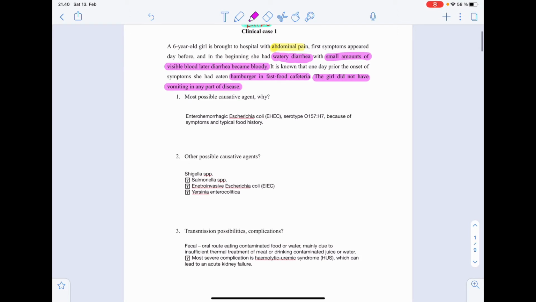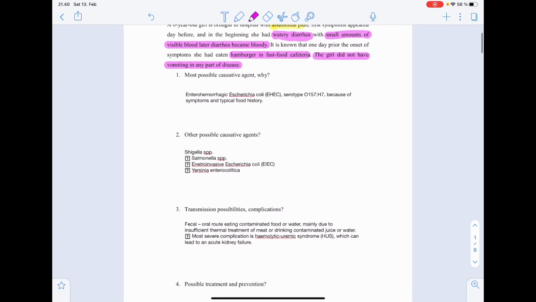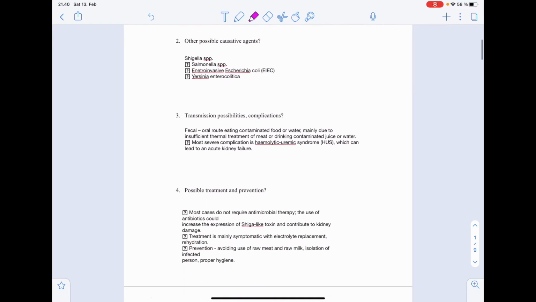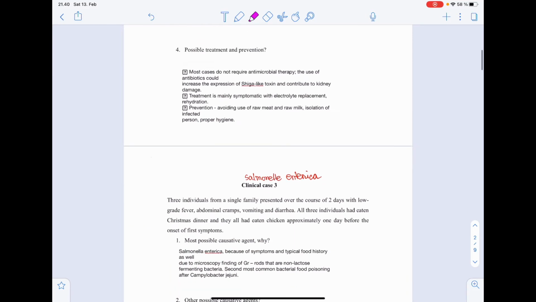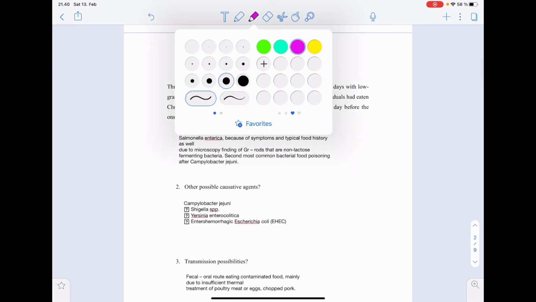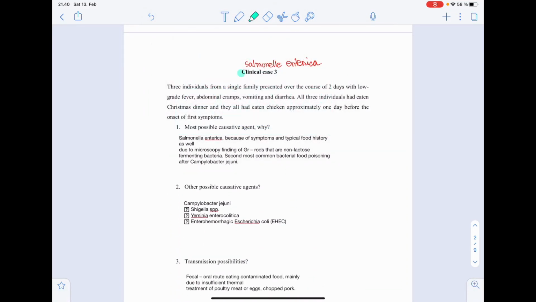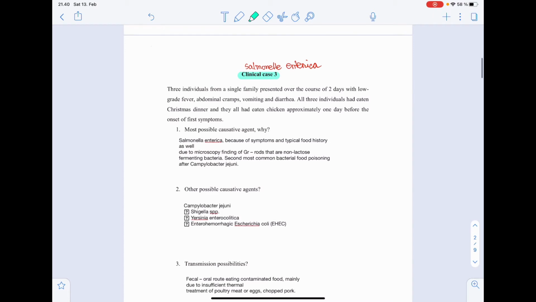So we can just read through the questions. The transmission and the treatment I already discussed in the first part of the bacteria, which covered the features, treatments and transmission of the bacteria. So let's go to clinical case 2, which is about Salmonella enterica.